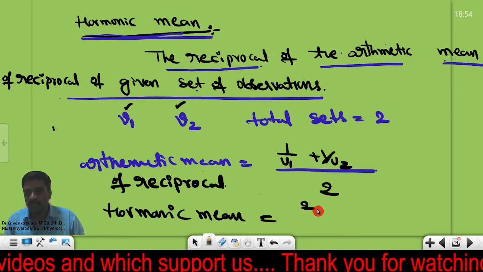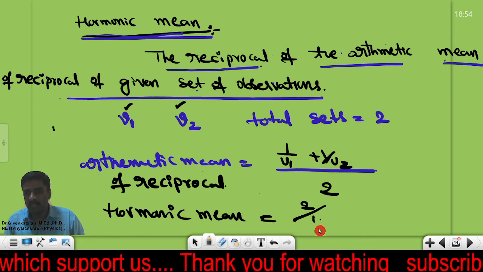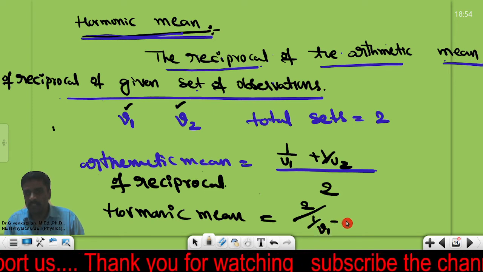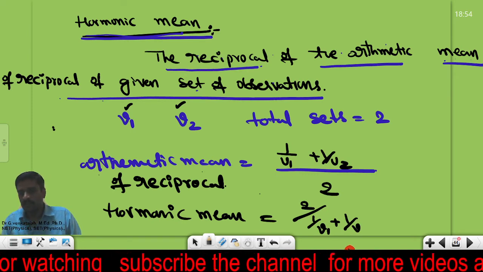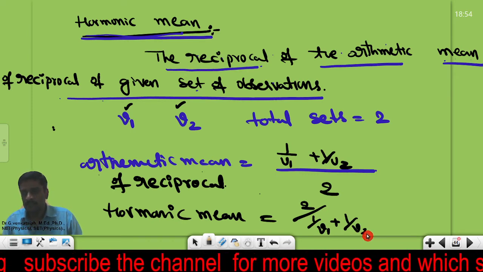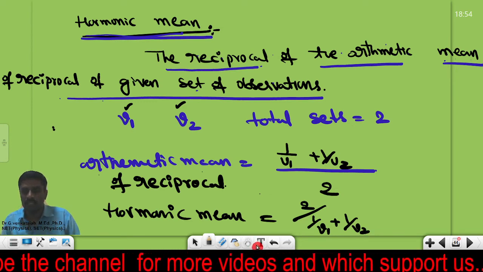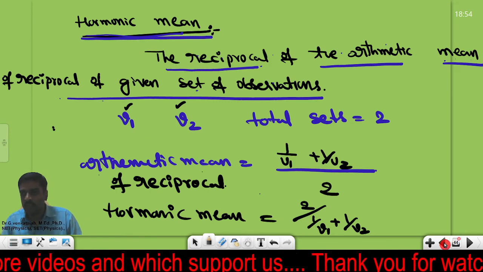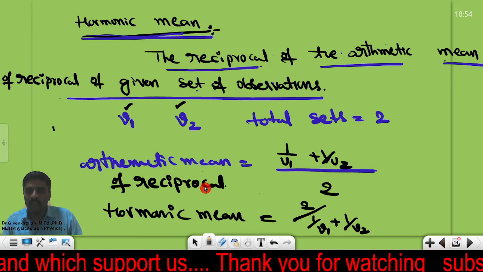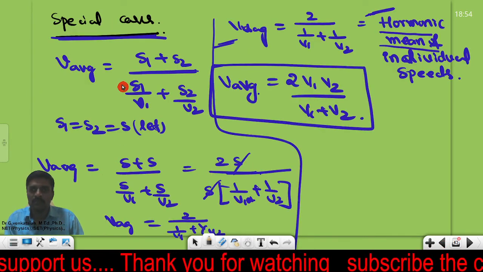Once again I am writing 2 divided by 1 by V1 plus 1 by V2. This is the value we are getting. Now come to this one, that we have completed the harmonic mean. I hope you don't have any doubt here. Once again I am recalling this one.